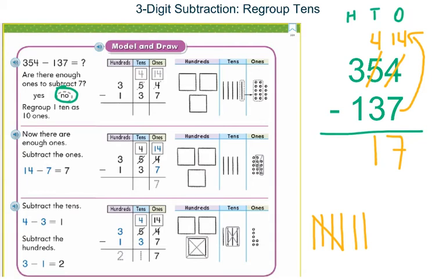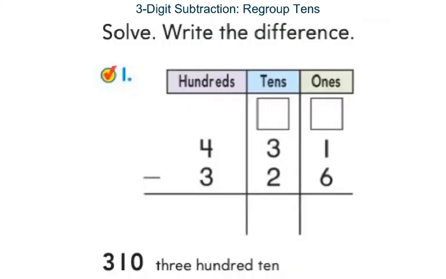3 minus 1. Correct. 2. Our answer is 217. Let's do another example. Here we have 431 minus 326. Let's begin in the ones. Can we take away 6 from 1? No. We have to borrow.